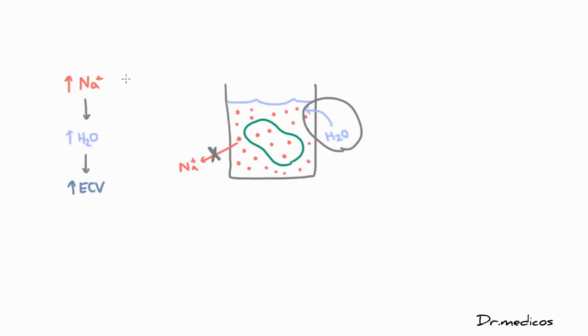And you could also imagine the opposite situation where you have, for some reason, a decrease in the amount of sodium in your extracellular space. And the way the kidney is going to correct that is not to add sodium, but to get rid of water. That'll bring the concentration back up. And so that, of course, will decrease your extracellular volume.